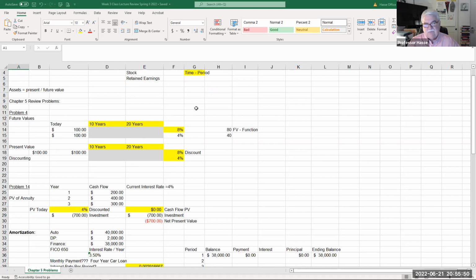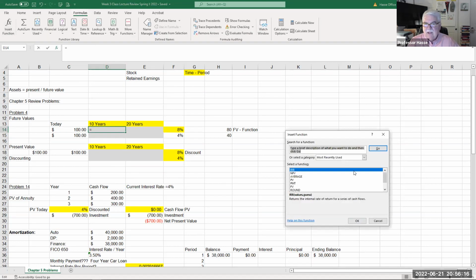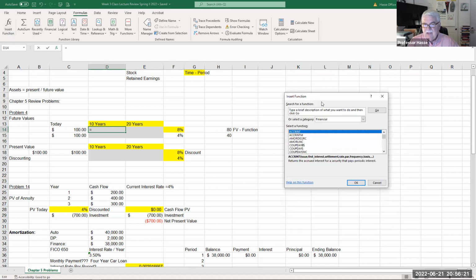Here's an example from chapter 5. Let's say, again, I have $100 and I can invest that at 8%, compounded annually for 10 years or 20 years. What is the future value of that $100? So I can go to my formulas in my spreadsheet, both Apple Numbers, Google Docs, Excel, formulas, function, financial function and look for FV, future value. There it is right there, future value.